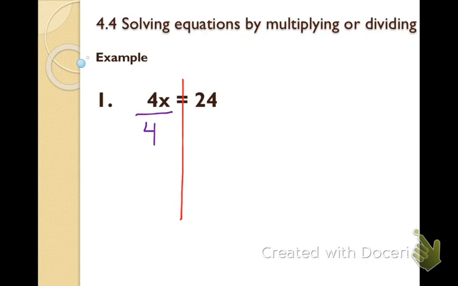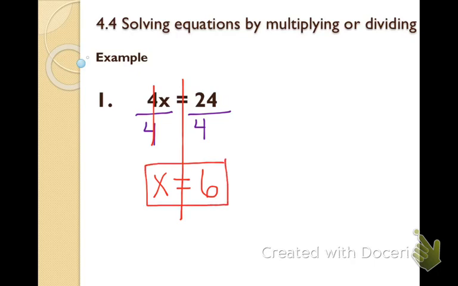Golden rule says I have to do the exact same thing to both sides of an equation. And so if I do that, 4 divided by 4 is 1x. I can just write x. And 24 divided by 4 is 6. So my solution is x equals 6. And that makes sense if we double check, because 4 times 6 does equal 24. So I know that 6 is the solution.